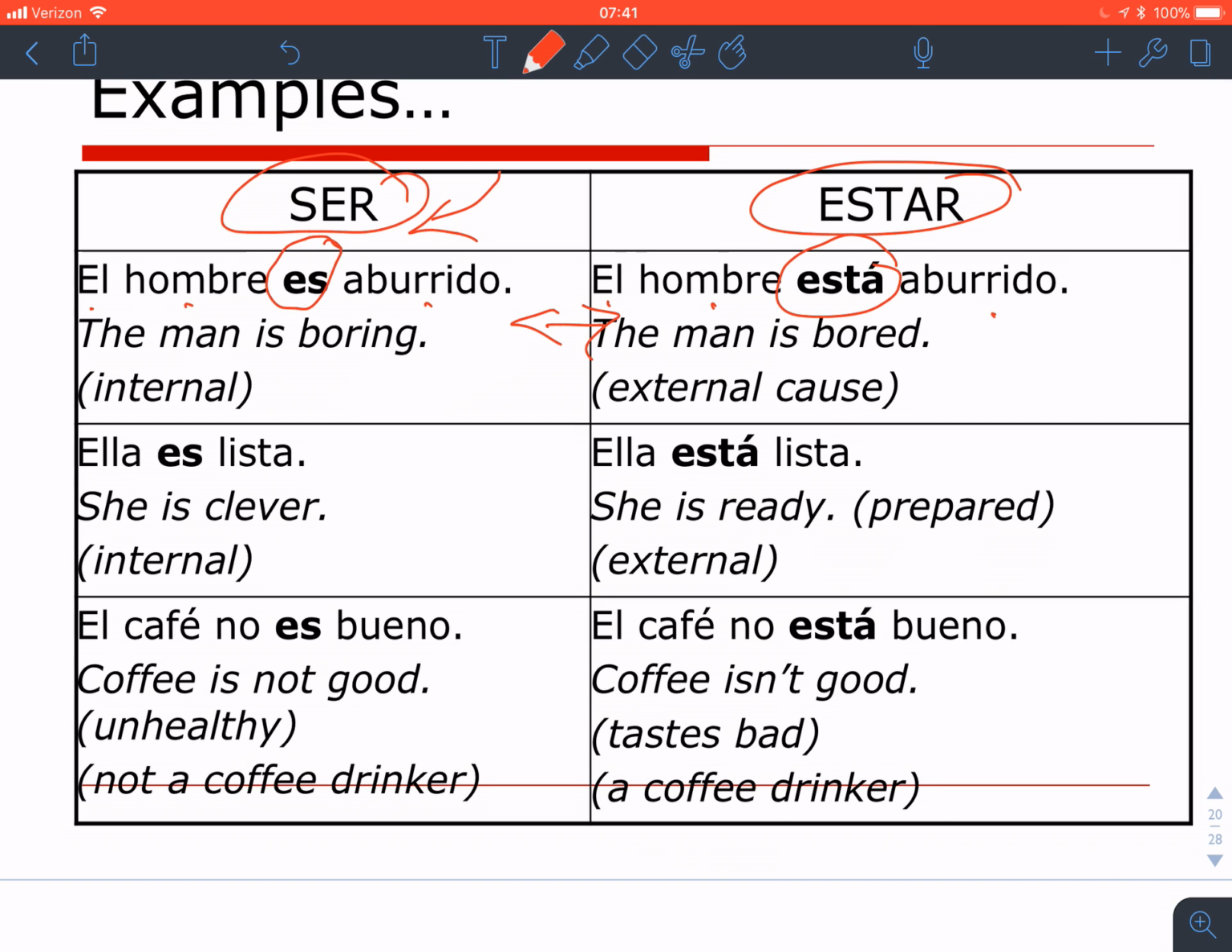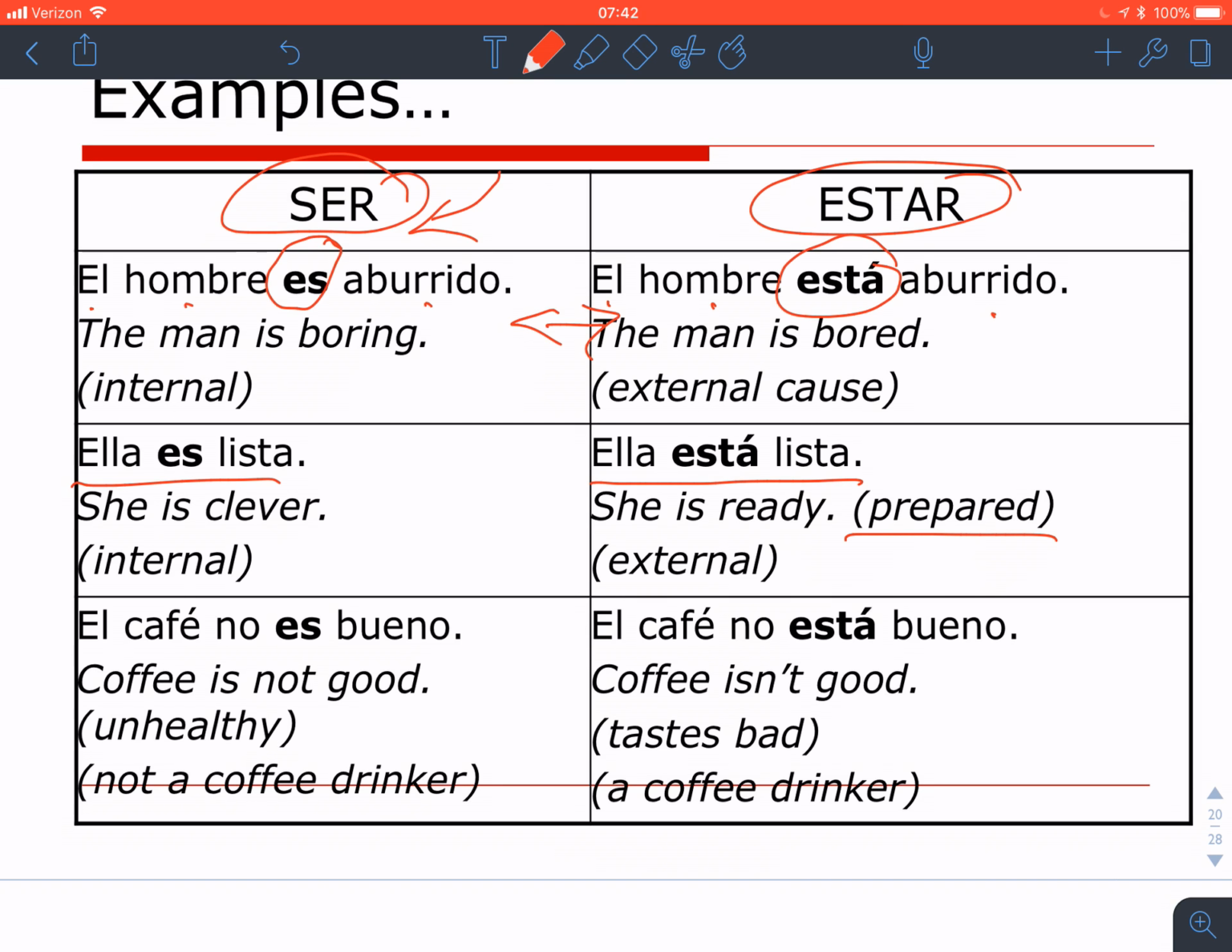The same thing happens with ella es lista and ella está lista. She is clever. This means that there's something inherently about her that is clever. She's always pretty witty. She gets things. She's a quick learner. Pero ella está lista means that she's done everything she needs to do, and now we can clearly see she's ready, she's prepared, and it's external.